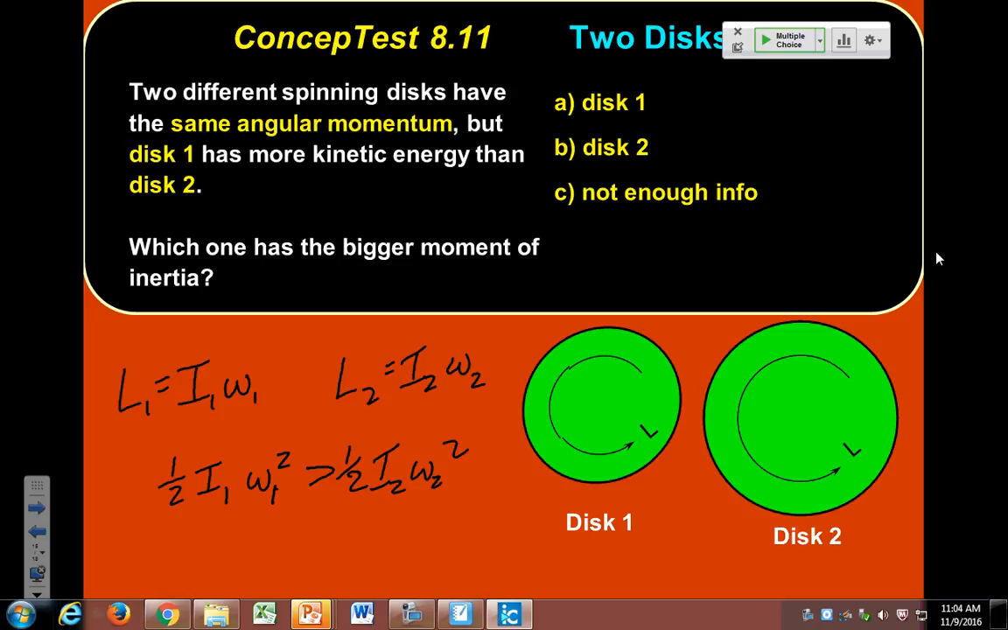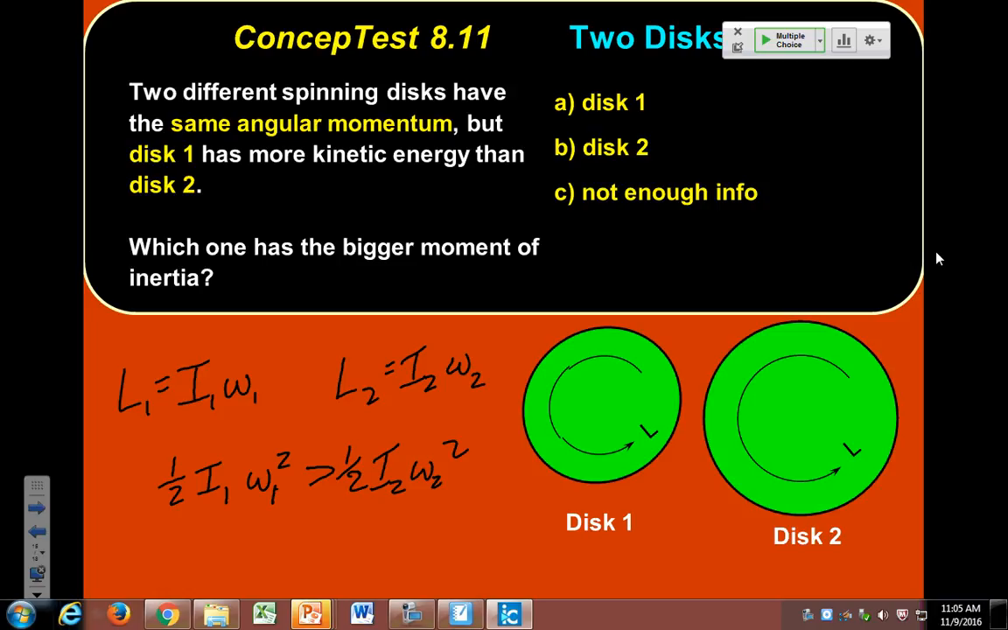But we can think about it too: if L1 is equal to L2, but I say that disk 1 has more kinetic energy, does that mean that the speed or the moment of inertia of disk 1 is bigger? We had this question earlier. They have the same momentum, but this one has more kinetic energy. So is the speed or the angular speed bigger for disk 1? What do y'all think?